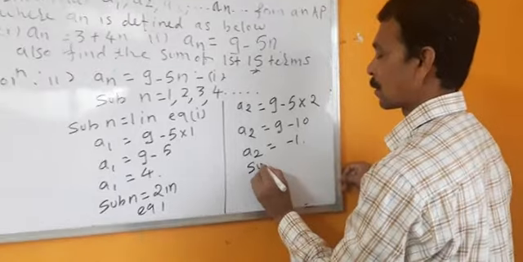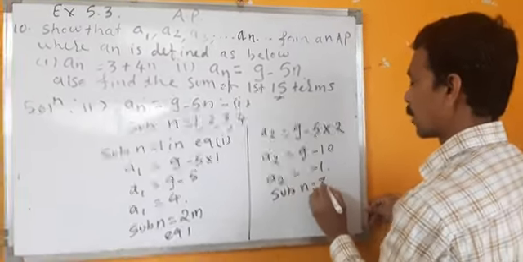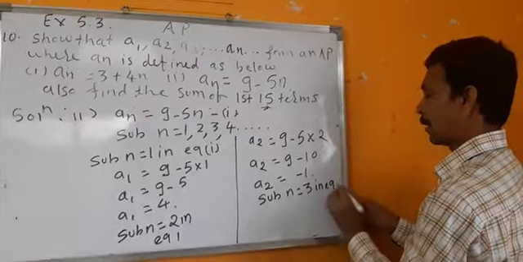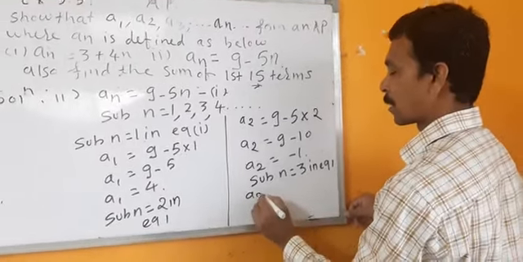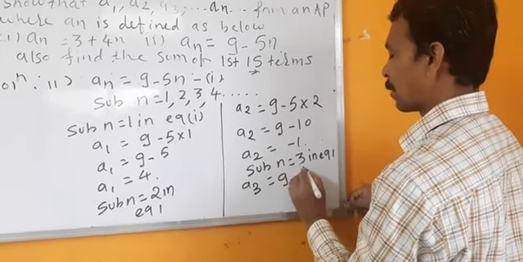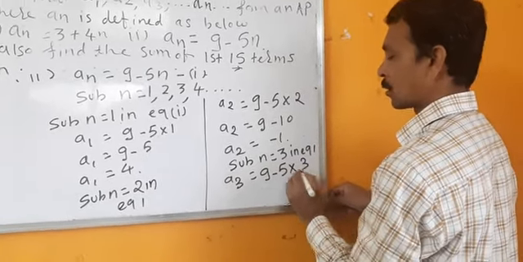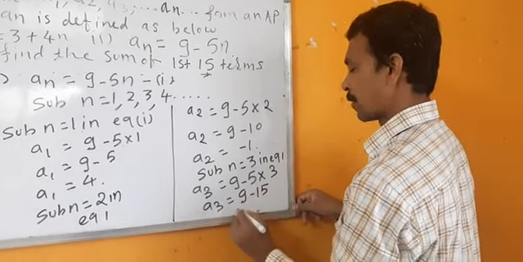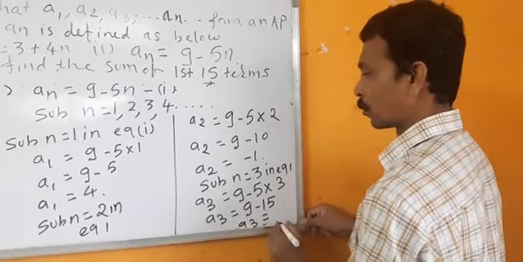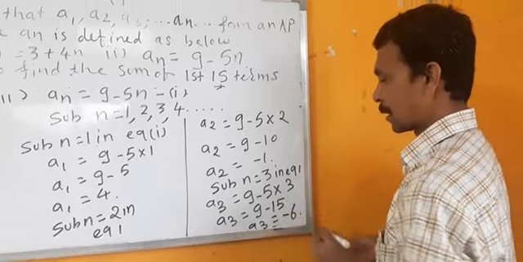Now, substitute n equals 3 in equation number 1. It becomes A3 is equal to 9 minus 5 into 3. A3 is equal to 9 minus 15. A3 is equal to minus 6.